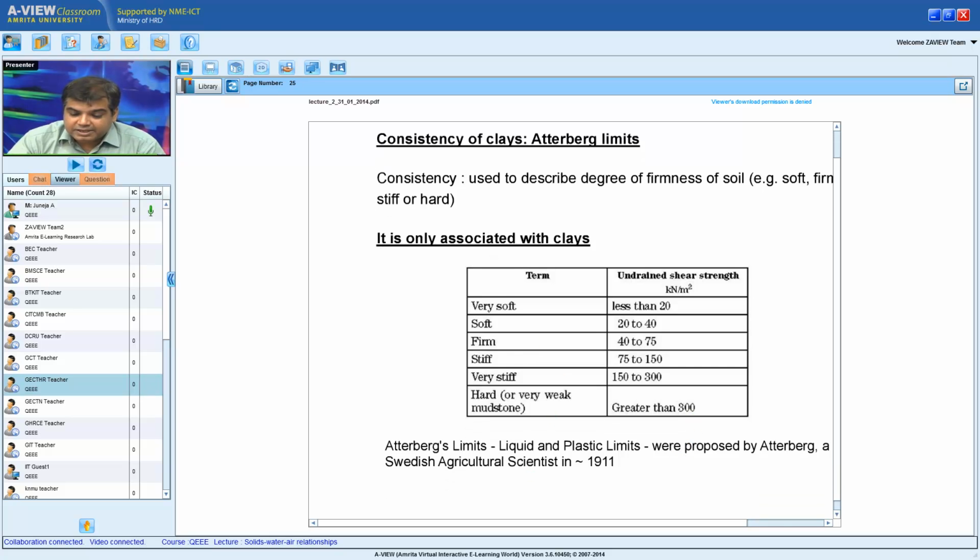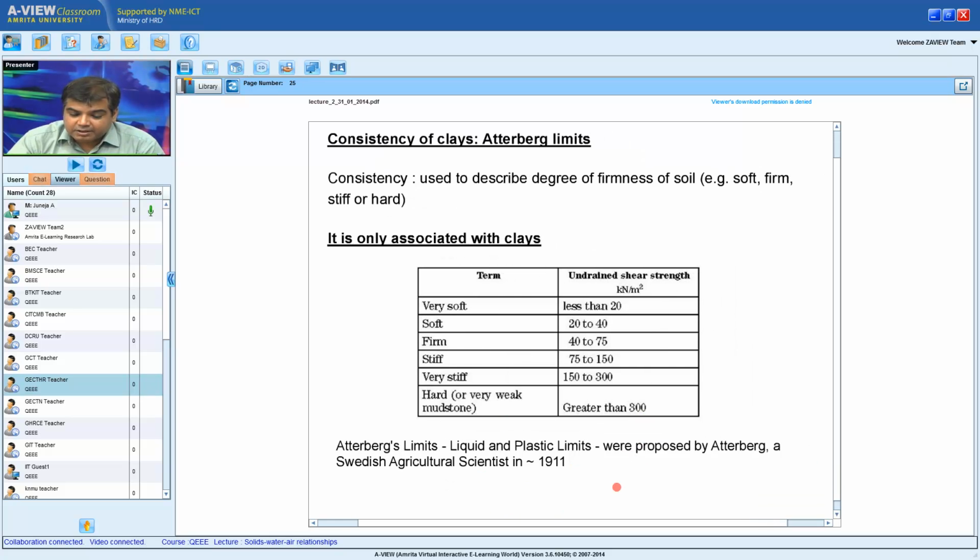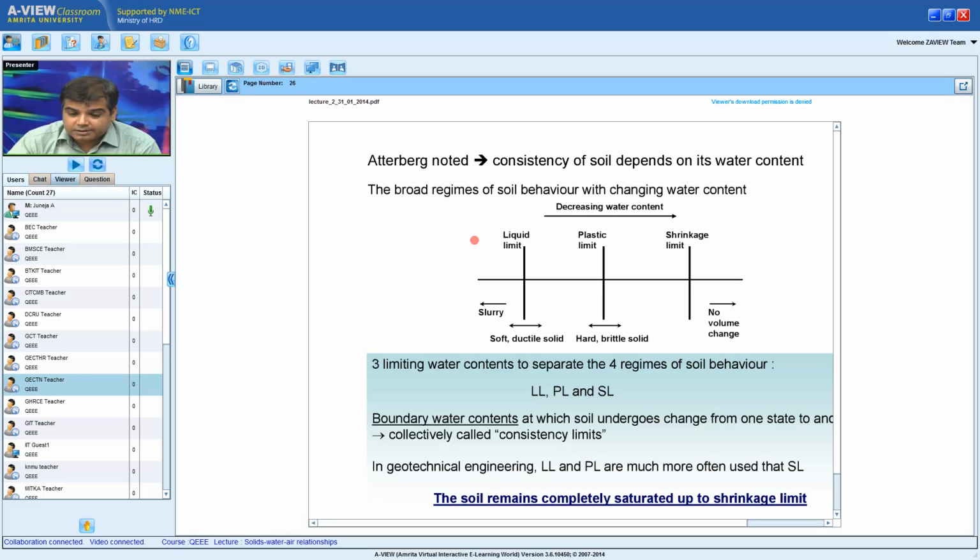So looking at this table, Atterberg came out with this range of limits, or we call these the Atterberg limits. This came out as a result of Atterberg's work related to agriculture engineering. So let's look at what in fact he looked at. He looked at a range. If I look from left to right, the water content starts to reduce as we move from left to right.